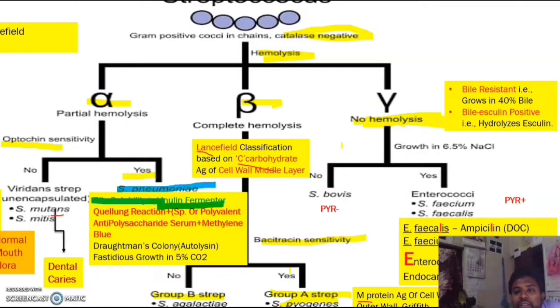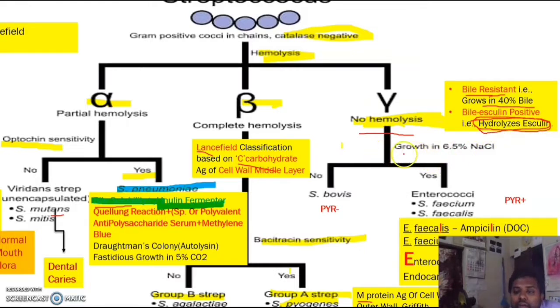Now we come to gamma hemolysis. In gamma hemolysis, no hemolysis is occurring, and they are bile resistant. While Streptococcus pneumoniae was bile soluble, now these are bile resistant. So that means they grow in 40% bile, and they are bile esculin positive also. This is different from bile resistance. In this test they can hydrolyze esculin.